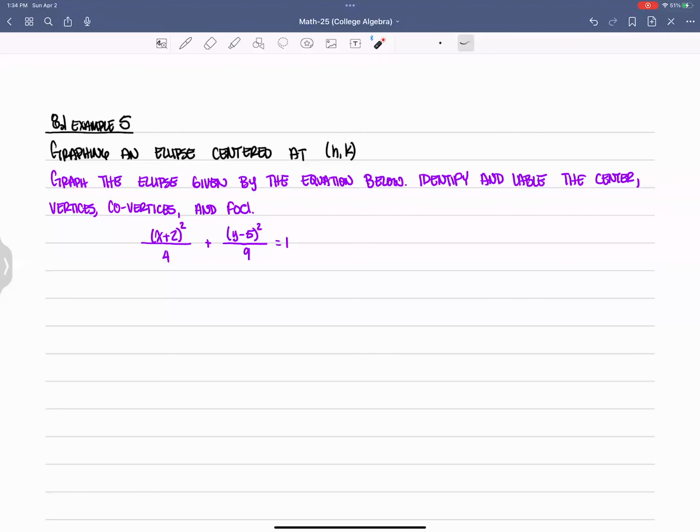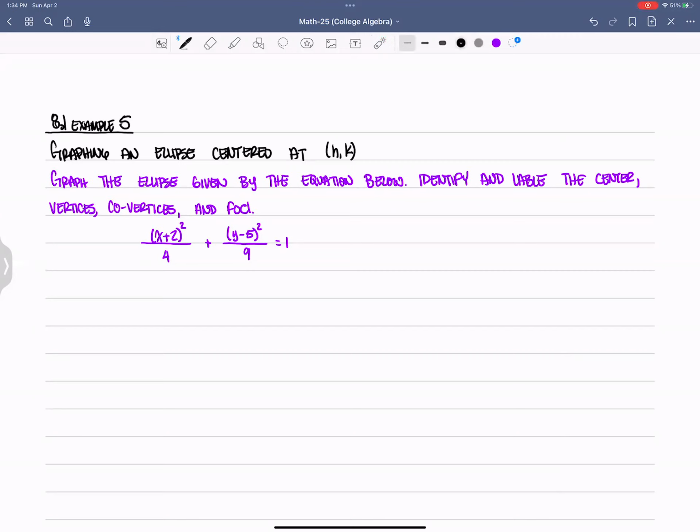Section 8.1, example 5, graphing an ellipse centered at (h, k). Graph the ellipse given by the equation below. Identify and label the center, vertices, co-vertices, and foci. All right, let's start with identifying everything.